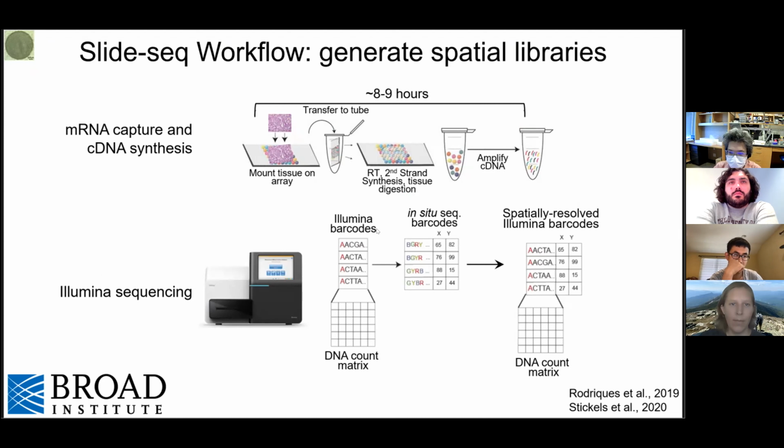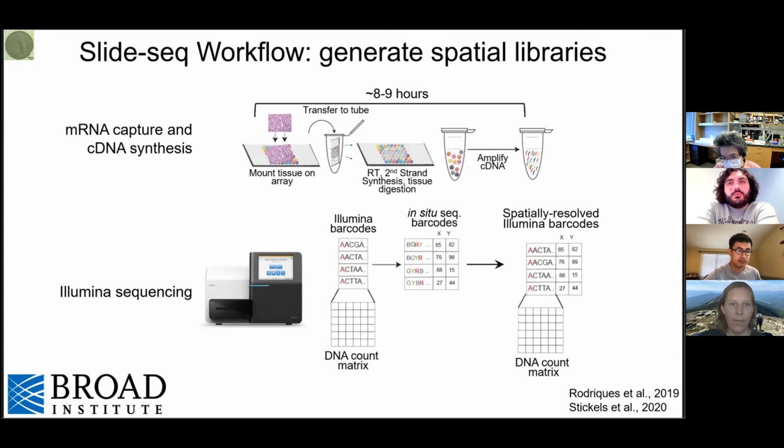So you'll have Illumina barcodes and a DNA count matrix, and that's what you'd normally get with single-cell RNA-seq. But then we map on our in situ sequencing spatial bead barcodes. And so you have a count matrix that has spatially resolved Illumina barcodes. And that's ready for processing.